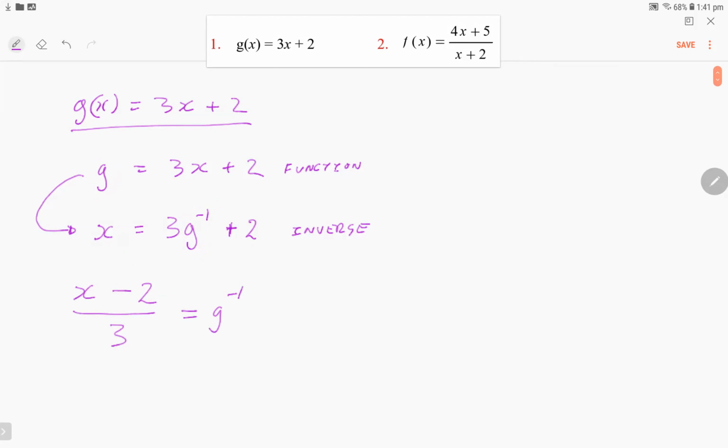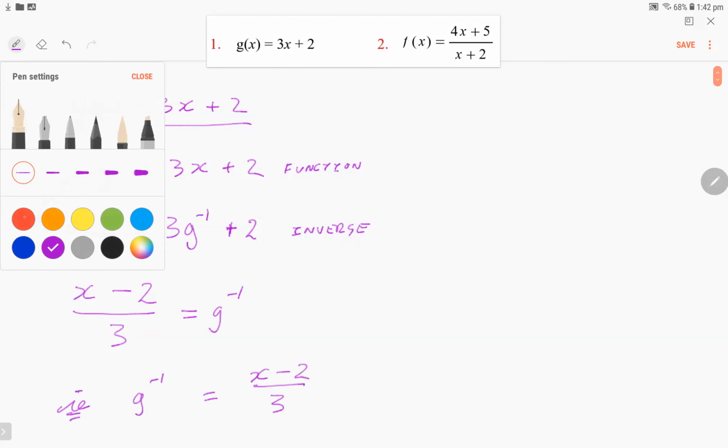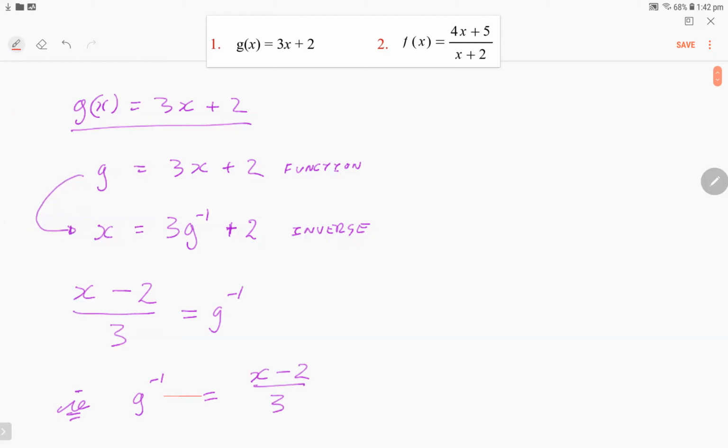So now that I have it, that is g to the minus 1 is x minus 2 over 3. And now that I'm done, I can just put back the of x that I left off up here. I'm working with functions of x. And that's my inverse function right there.